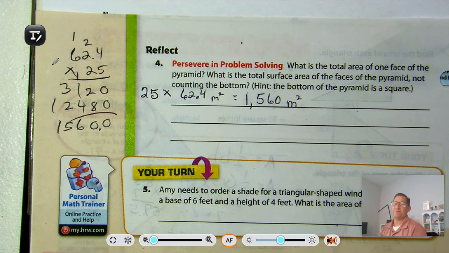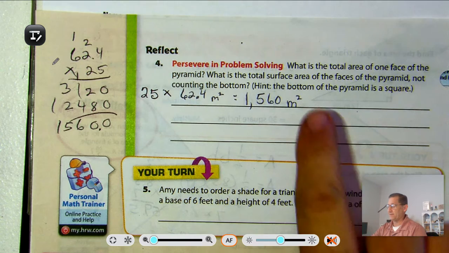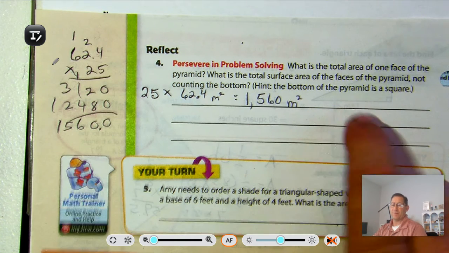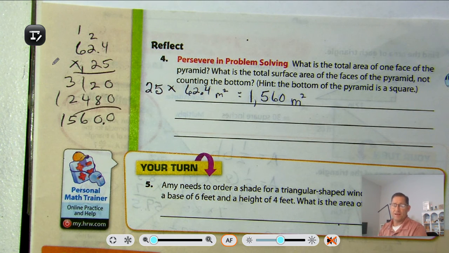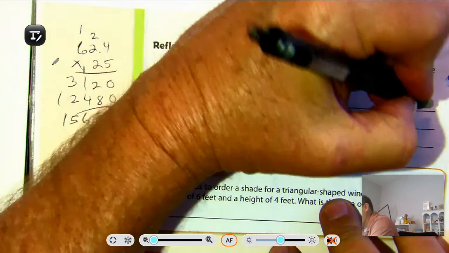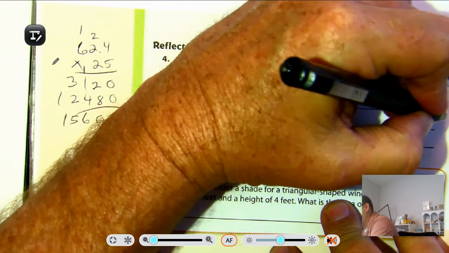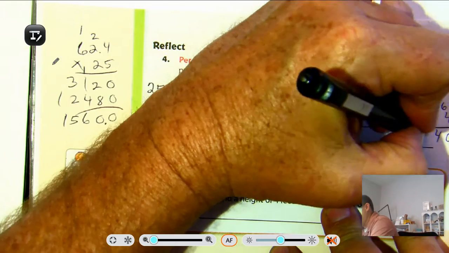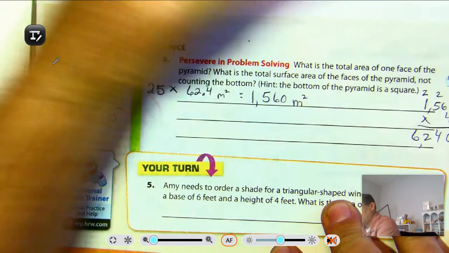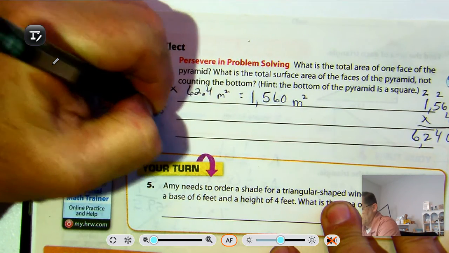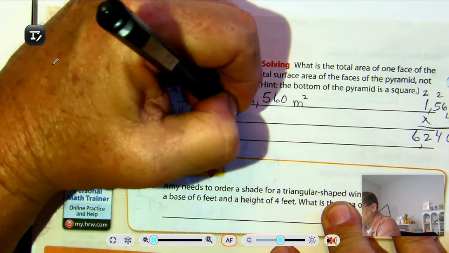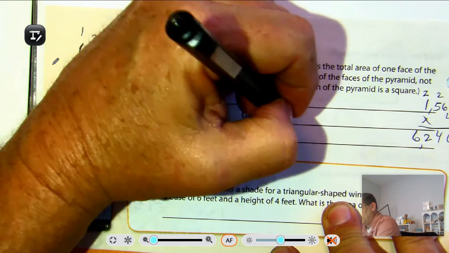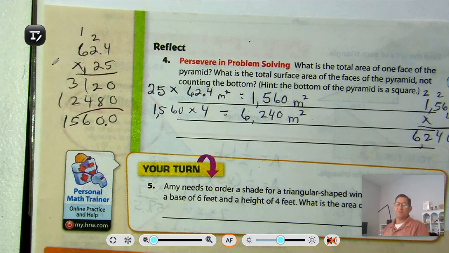Now, what's the total surface area of the faces of the pyramid, not counting the bottom? And it's telling us here the bottom of a pyramid is a square. So how many faces do we have? We have to have 4, right? So it's going to be 4 times 1,560. So 1,560 times 4. And we come up with 6,240 meters squared.